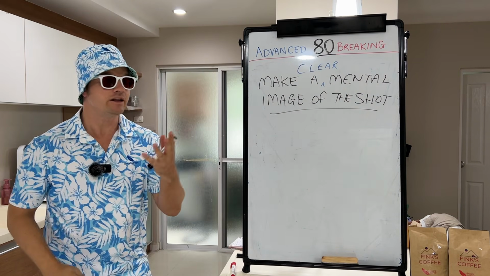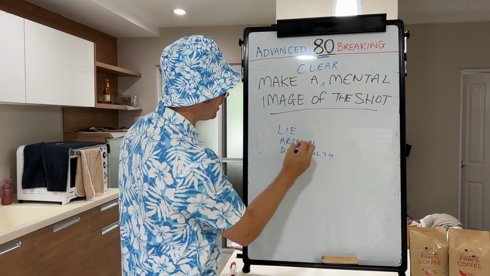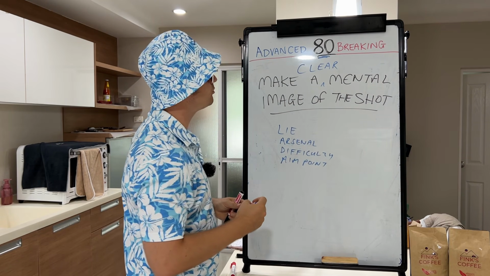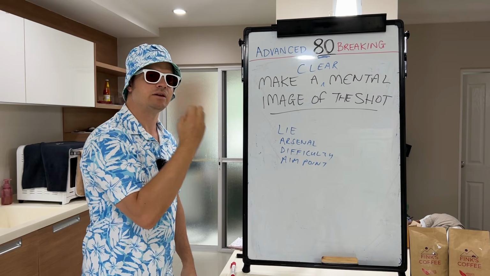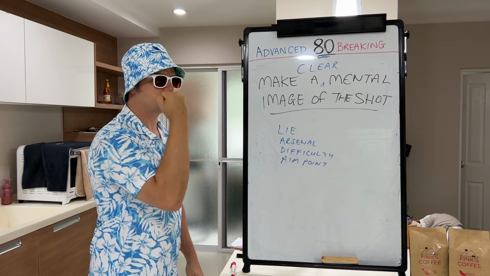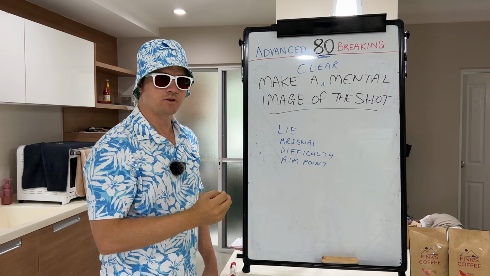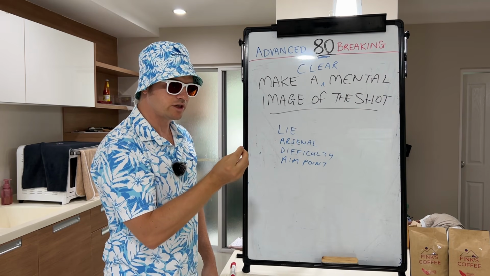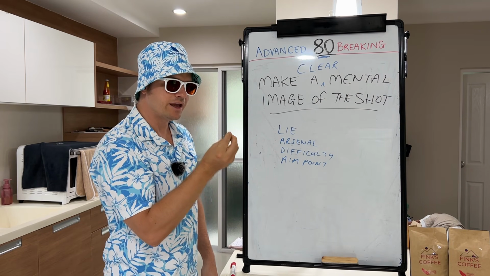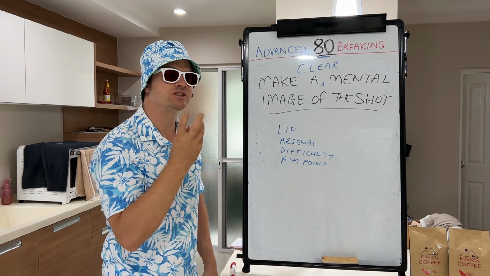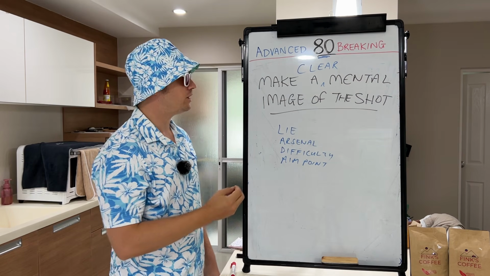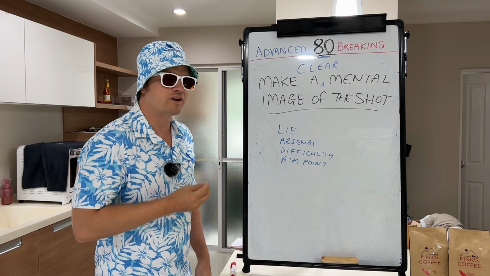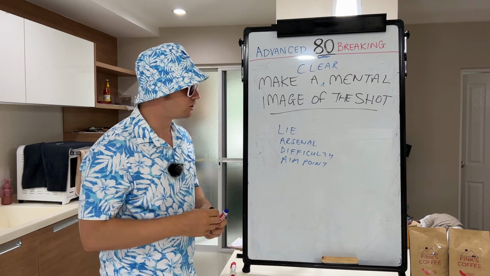How do we make a clear mental image of a shot? Lie, arsenal, difficulty, and you have your aim point from your dispersion. You can now create a clear image in your mind of what you expect to happen. In any given moment, you have to have this image in your mind so that you don't create a situation where you're going for perfection and then fail, because you're setting yourself up to fail. If you set yourself up for success, you create more relaxed, more stress-free shots.